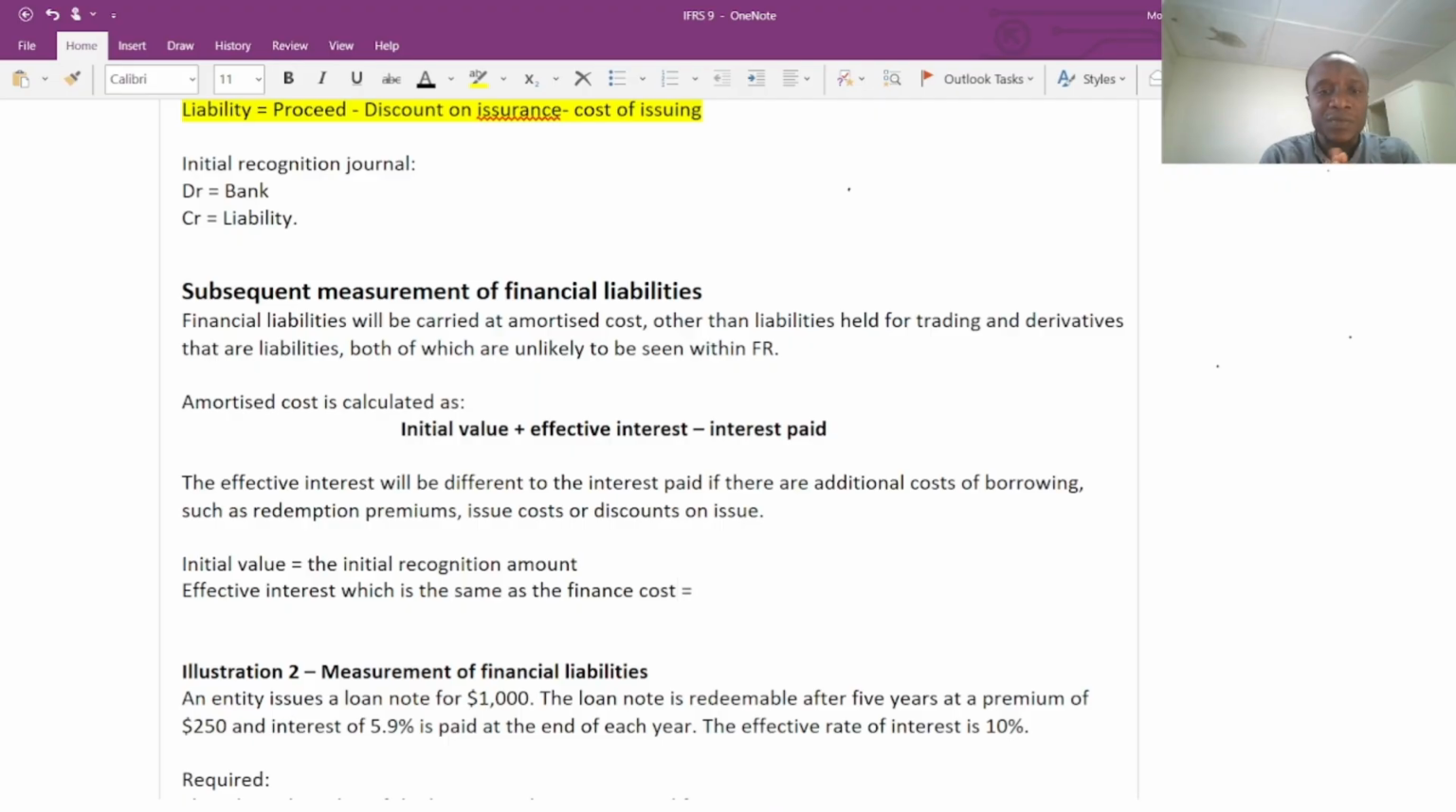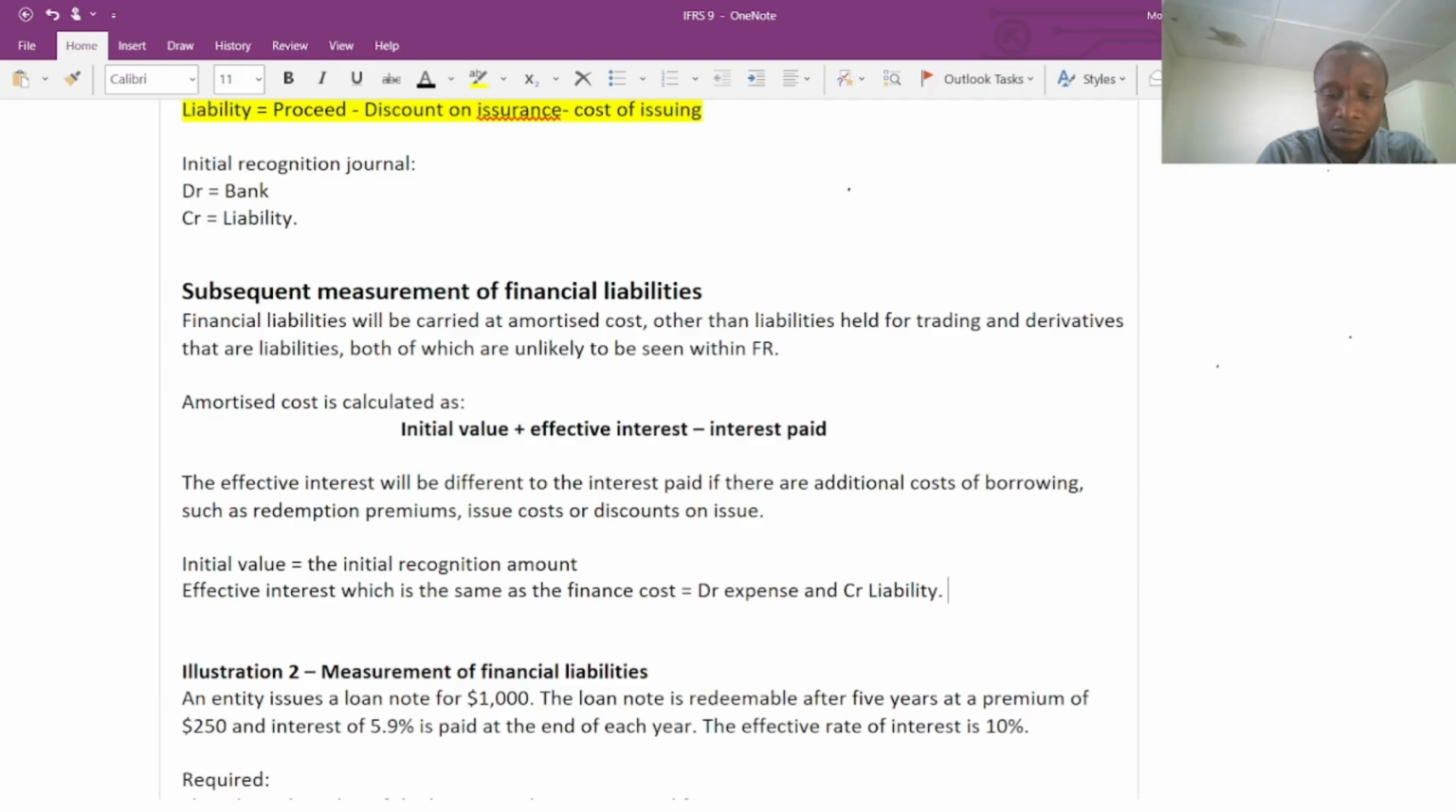Now, on annual basis, we are going to debit expenses, finance cost, the P&L, and we are going to credit the liability. We are going to increase the liability on annual basis. Why are we going to increase the liability? Because at the end of the period, we are going to pay the increased liability. We are going to pay the closing liability for that period.